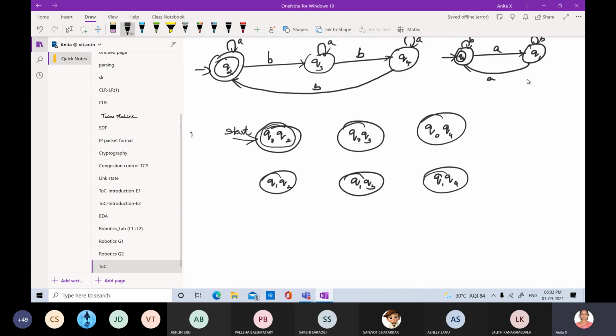Next comes the transition. Yes. So here in this case, from Q0 to Q1, I'm having a transition on input symbol A. Q0 to Q1, I'm having a transition on input symbol A. And similarly, Q1 to Q0, I'm having a transition on input symbol A. So yes, similarly for all the cases.